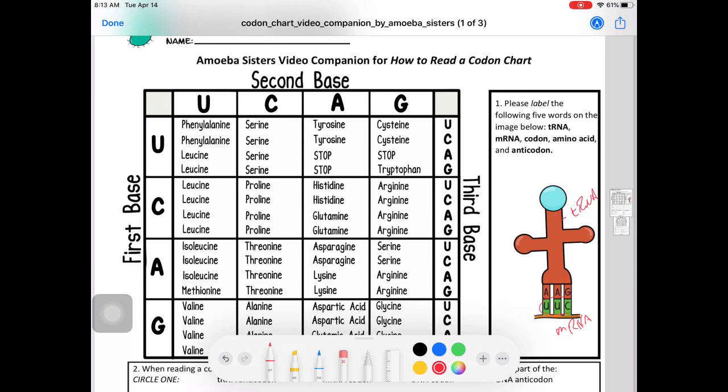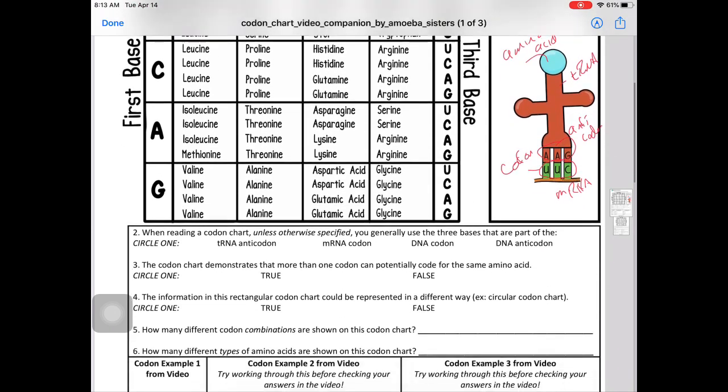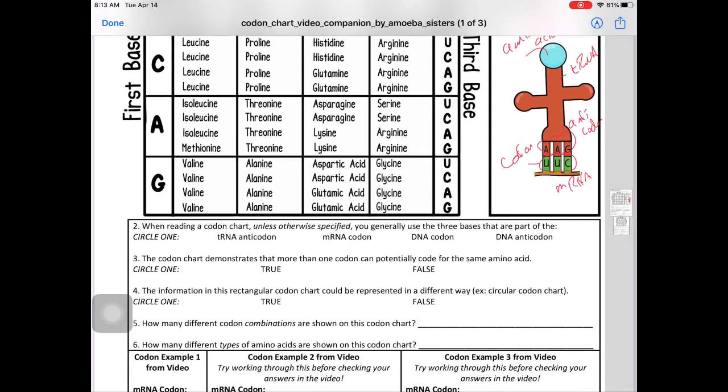Those three letters, UUC, that's the codon. And then the AUG, that's the anti-codon. And then this blue right here, that's going to be the amino acid. All right, so that gives me kind of an idea of what some of those things are. Now I'm going to scroll down here to look at some of these answers.